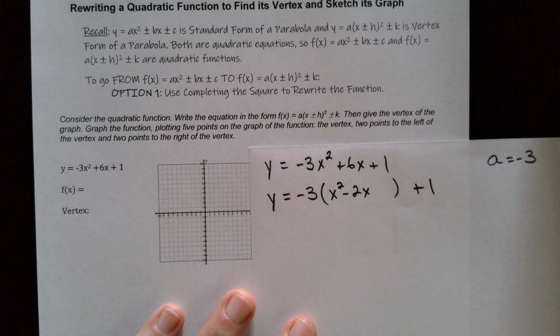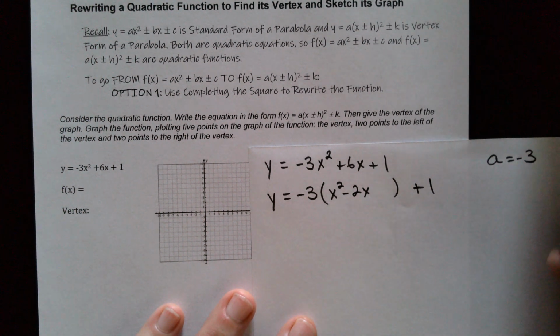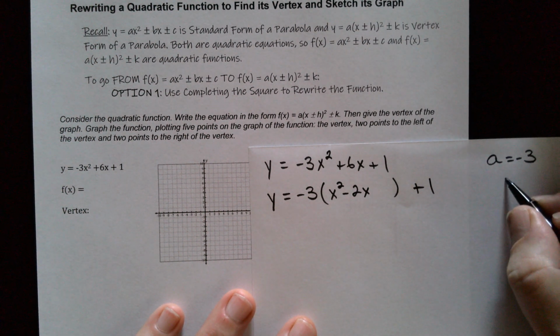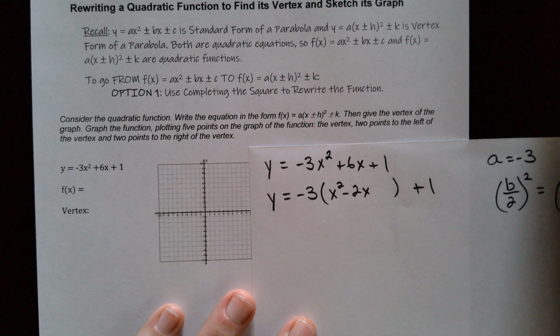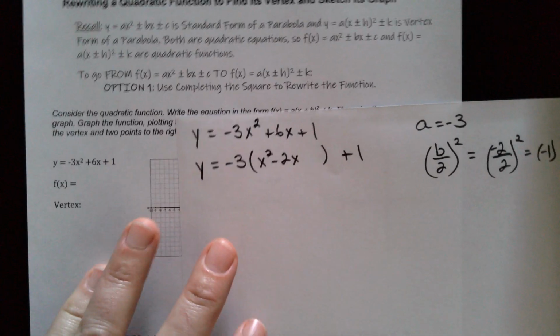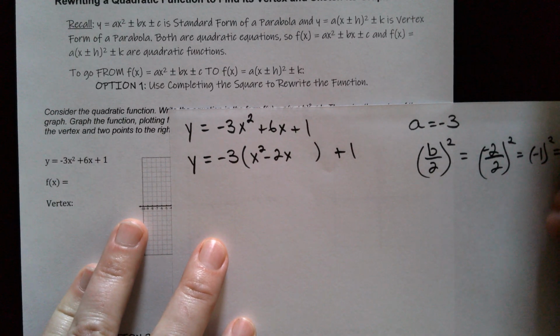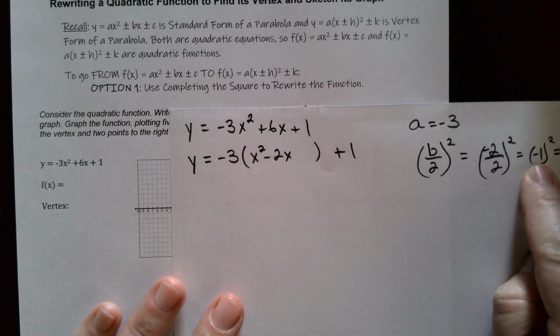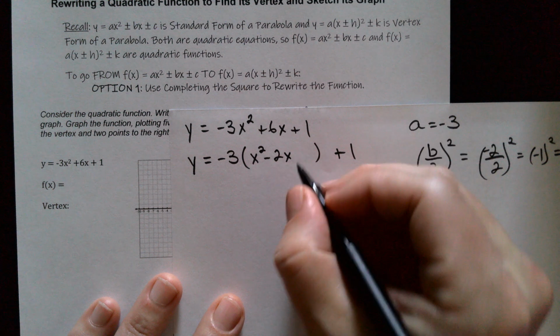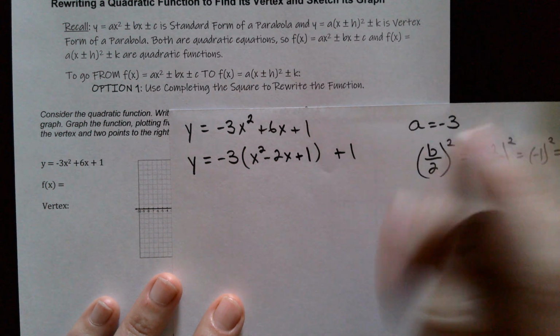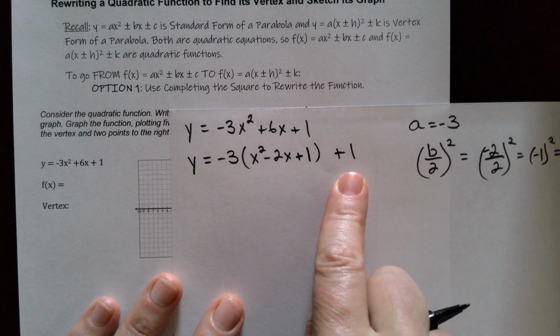After that, find this number. That will be your b. So it'll be b over 2 squared, right? Our b is negative 2, so negative 2 over 2 squared will be negative 1 squared, which is 1. Now this will be the number that it factors into, this thing right here. But we are going to add a 1 here.